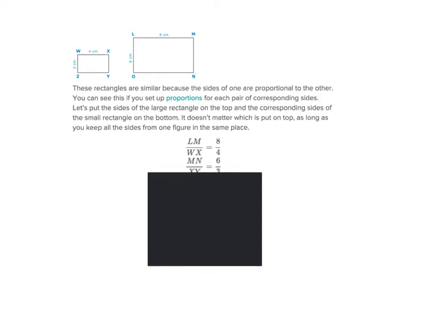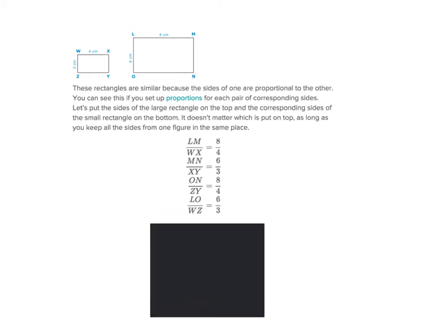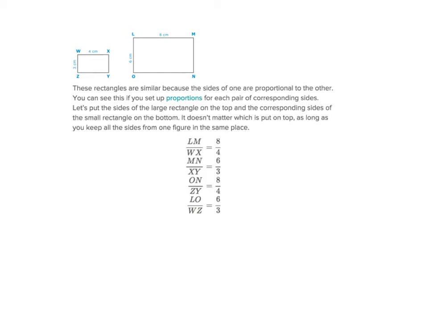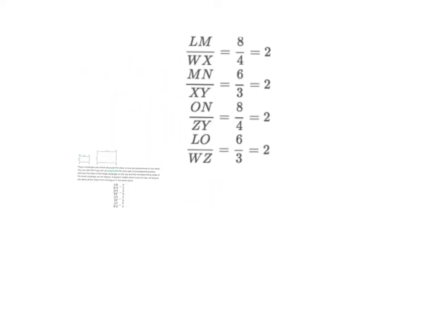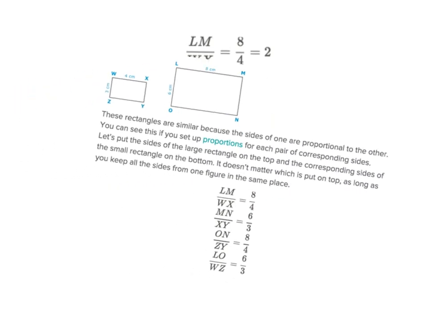Now, if we set up the next side, side MN over here is also 6 centimeters because this side is 6 centimeters. And side XY here is 3 centimeters. So these again are corresponding sides. So we set up another ratio or proportion. We keep going like this all the way down. And then you can see that all of them together have the same scale factor. So these rectangles have increased by a scale factor of 2. So that's how we know that these two rectangles are in fact similar.